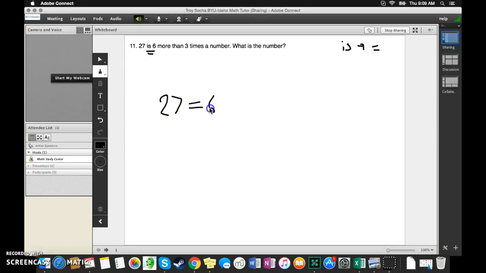So now we know that 27 equals 6 more. So 6 more means addition. Plus, then 3 times a number, x. So times is always multiplication. A number is always a variable. And then it wants to know what is the variable. So in these problems, it's more about knowing what things mean than it is actually doing the problem, because from here it's pretty easy. What's difficult is putting the problem together.